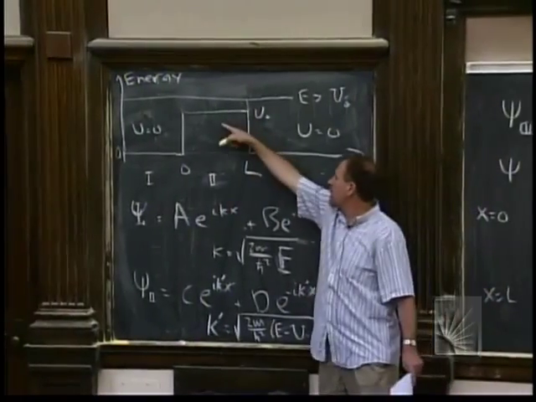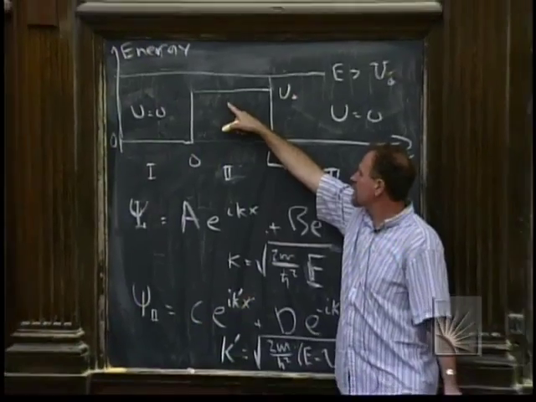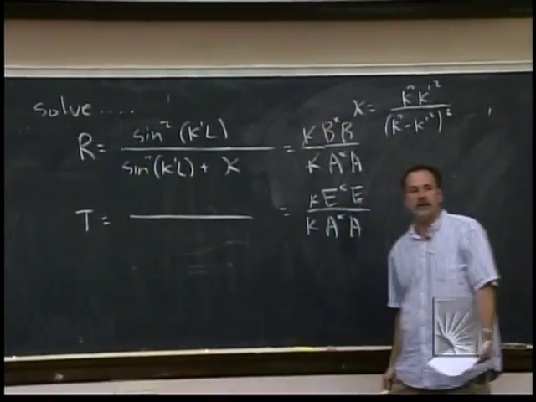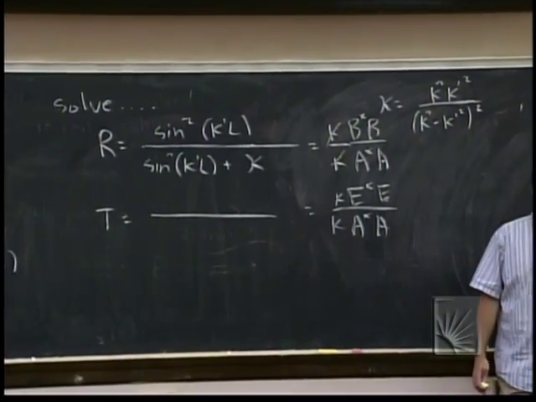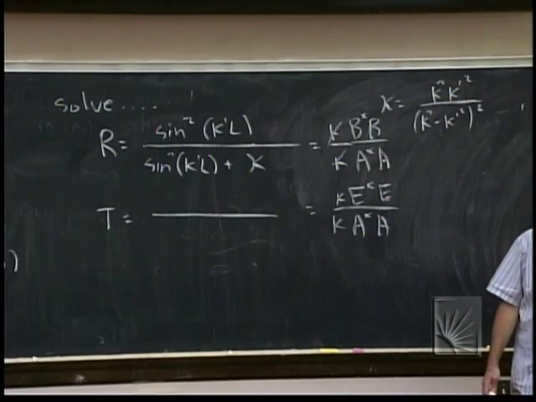But if I'm going to have the energy less than U0 condition, I'm going to be mixing alphas and IKs. Anyway, should I have reflection plus transmission equal to 1 again? Why not?